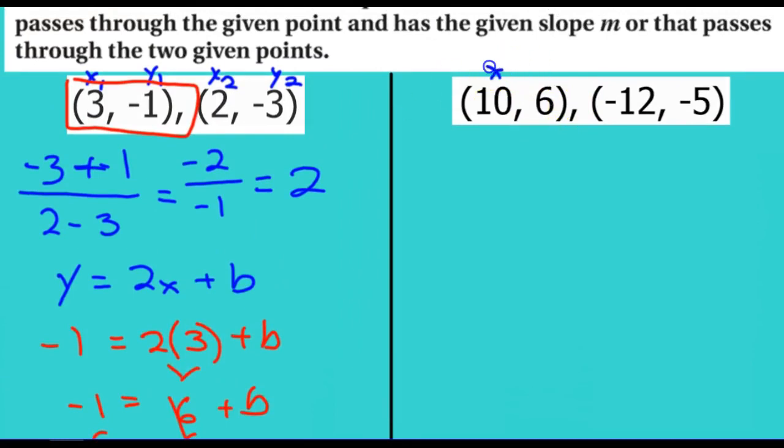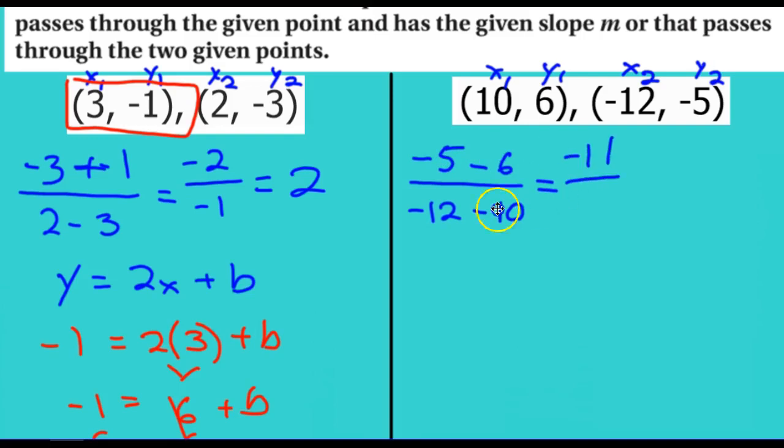Here again we have x1, y1, x2, and y2. Our y2 is negative 5 minus our y1, which is 6. Our x2 is negative 12 minus our x1, which is 10. So negative 5 minus 6 gives us a negative 11. Negative 12 minus 10 gives us a negative 22. We can simplify that down to 1/2.